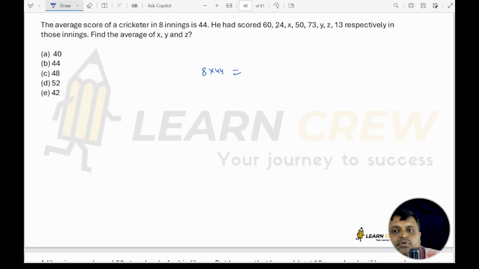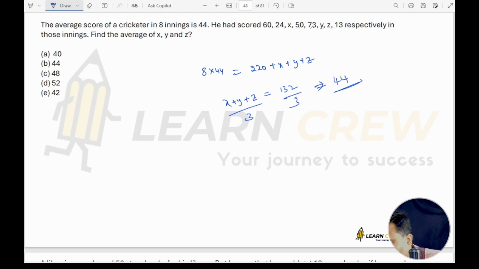60 plus 24 is 84, 84 plus 50 is 134, 134 plus 73 is 207, 207 plus 13 is 220. So 220 plus X plus Y plus Z is the total score. 8 into 44 is how much? 352. So X plus Y plus Z, the sum of this score, is 352 minus 220, which is 132. It is asked for average, means divide by 3. So 3 4s are 12, answer is 44.